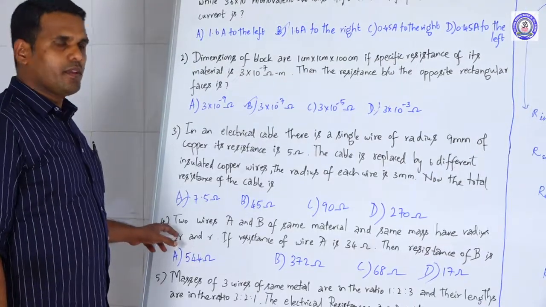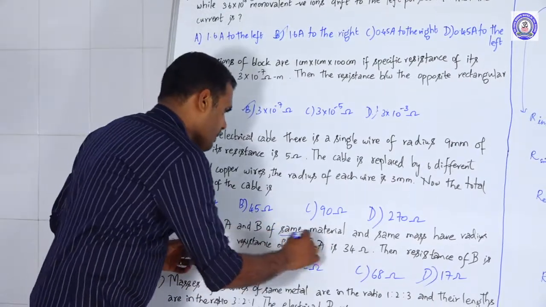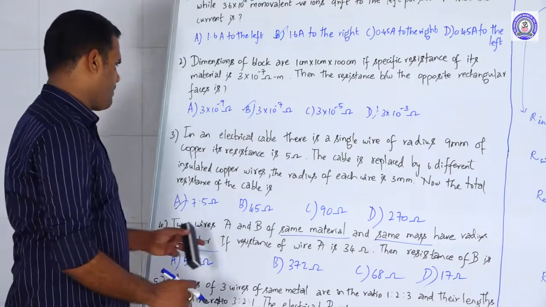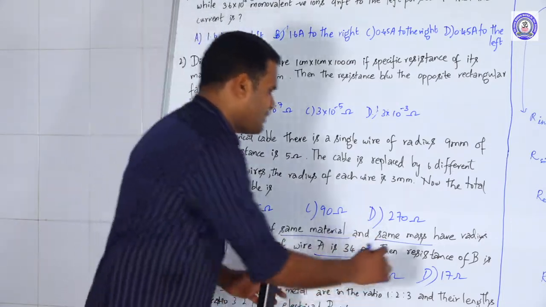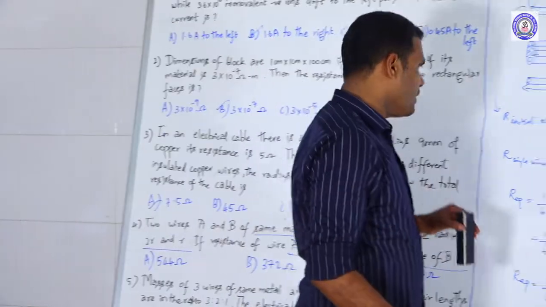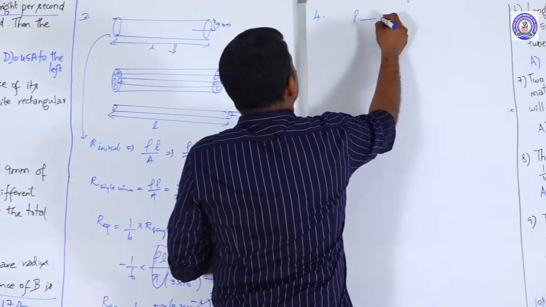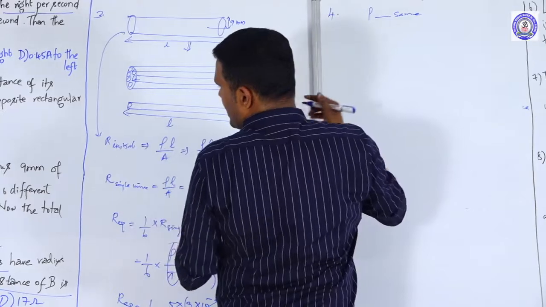Question number 4. Two wires A and B of same material and the same mass have radius 2r and r. If resistance of the wire A is 34 ohm, what is the resistance of the wire B? They are of same material. If material is same, then resistivity is same for both the wires.